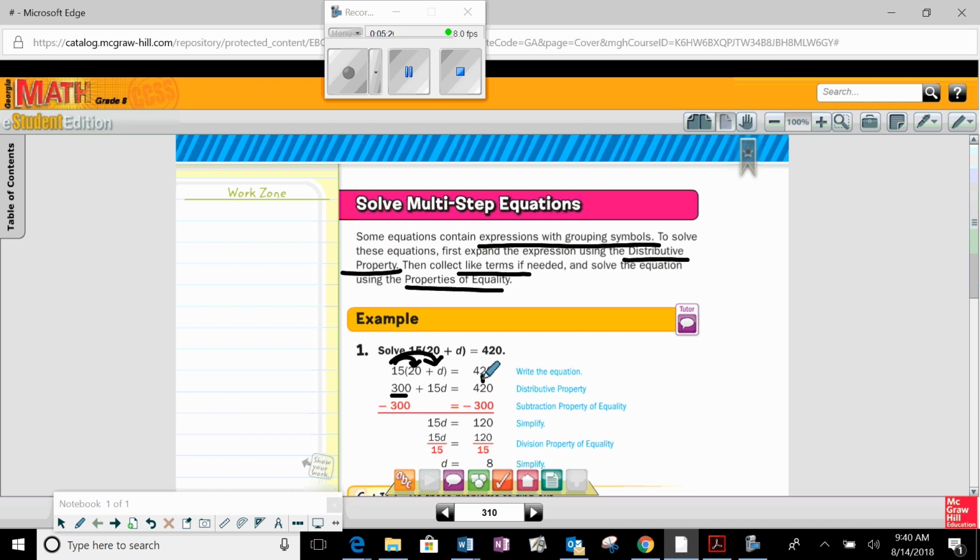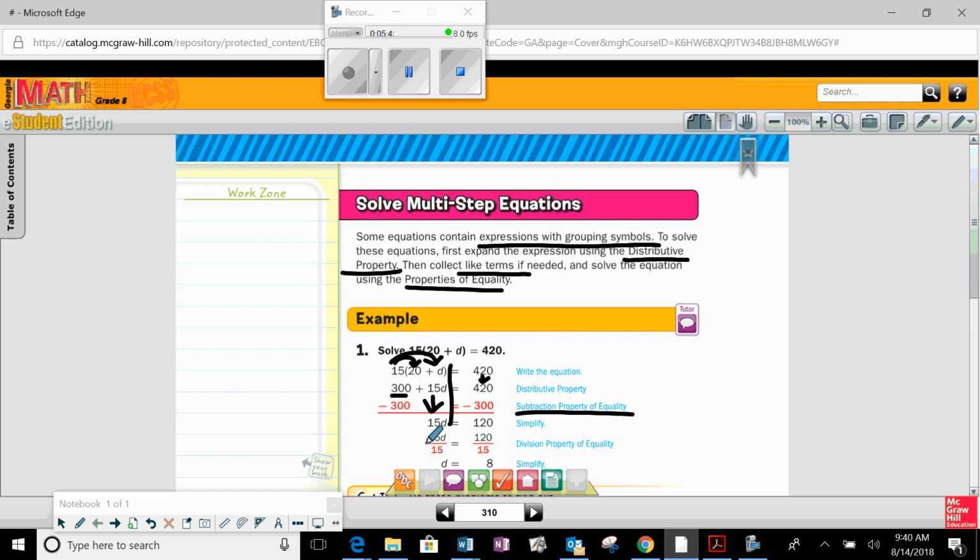We did not do anything to the 420 because it was not inside the parentheses. Now we're going to solve this two-step equation like we've done before. We're going to use the subtraction property of equality and subtract 300 from both sides. This was a positive 300, so I have to do the inverse and subtract 300 from both sides, bringing down 15d. Now I have 420 minus 300, which is 120.